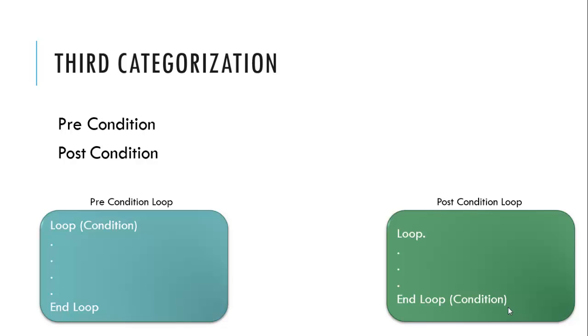So when the condition is at the end of the loop, that means you are still going to go through the body of the loop even if the condition is false, because the loop will not terminate until the condition is checked.